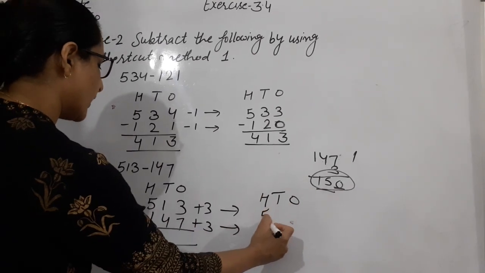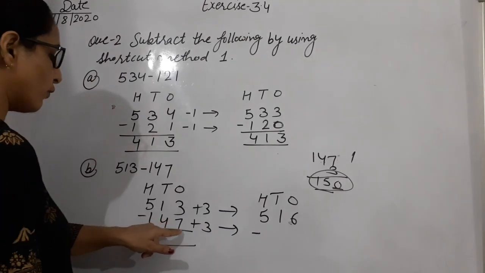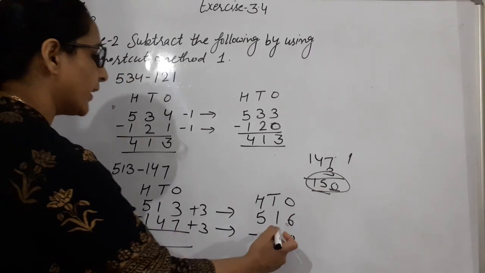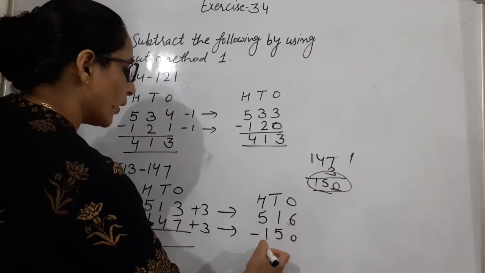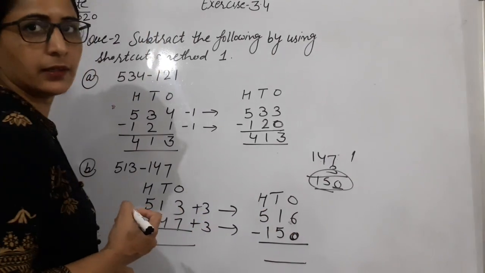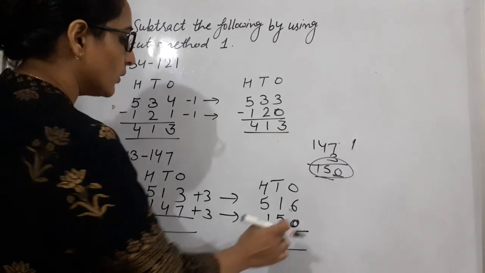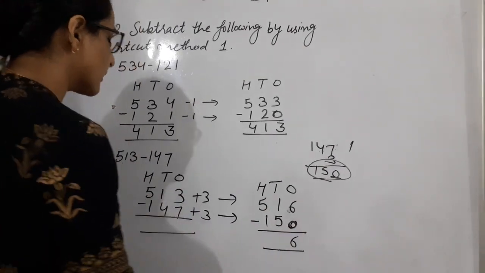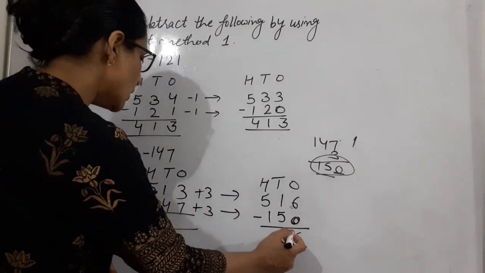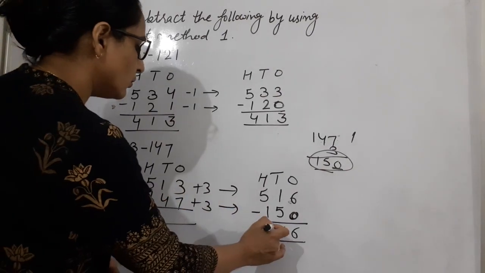It's 516 minus 147 plus 3. 7 plus 3 equal to 10. 1 carry. It's 5 and 1. It's 150. Now you get 0 here. Clear? We converted this to end by 0. Now 6 minus 0 equal to 6. Here is 1, here is 5. 11 minus 5 equal to 6 here. Clear? And 4 minus 1 equal to 3.